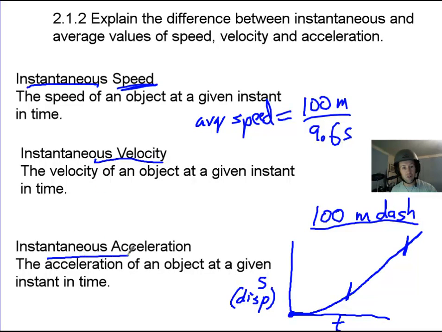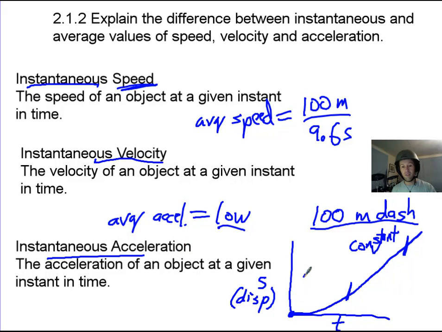Now the instantaneous acceleration of a 100-meter dash runner would also be interesting, because right here, where he has constant velocity, he would have 0 acceleration, because he's not speeding up or slowing down throughout most of the race. And if you look at his average acceleration over the whole race, that would be very low, because he's only accelerating right here at the beginning. And when he comes out of the starting blocks, he might have a very large acceleration, which is going to cause this curving on the displacement graph.